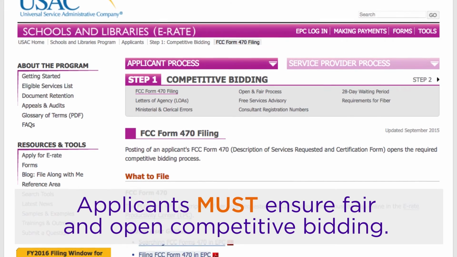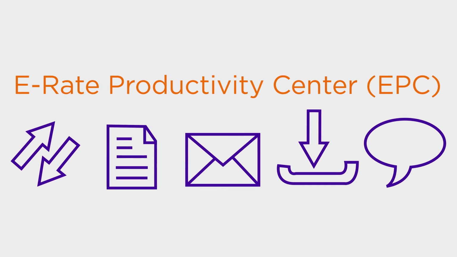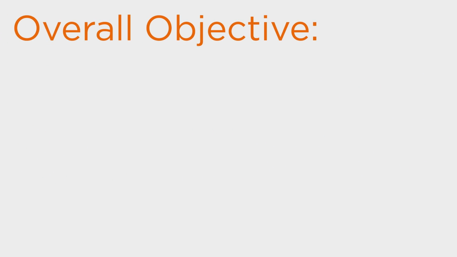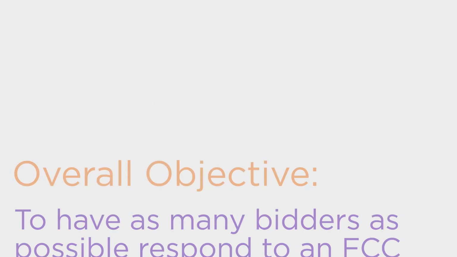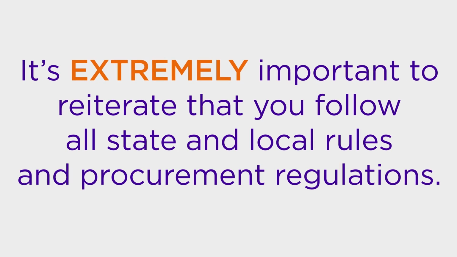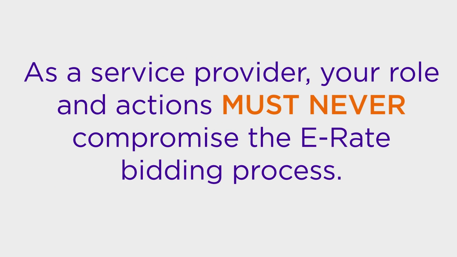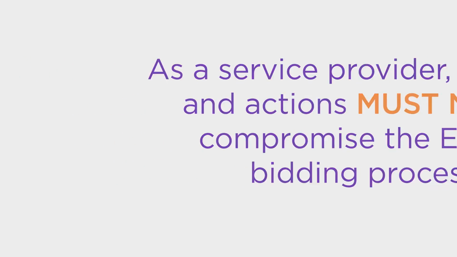Applicants must ensure fair and open competitive bidding. This process begins when the open and certified FCC Form 470 is posted in EPIC. The overall objective is to have as many bidders as possible respond to an FCC Form 470 so the applicant can receive multiple options for evaluation to choose the best service provider and solution. It's extremely important to reiterate that you follow all state and local rules and procurement regulations. As a service provider, your role and actions must never compromise the E-Rate bidding process.